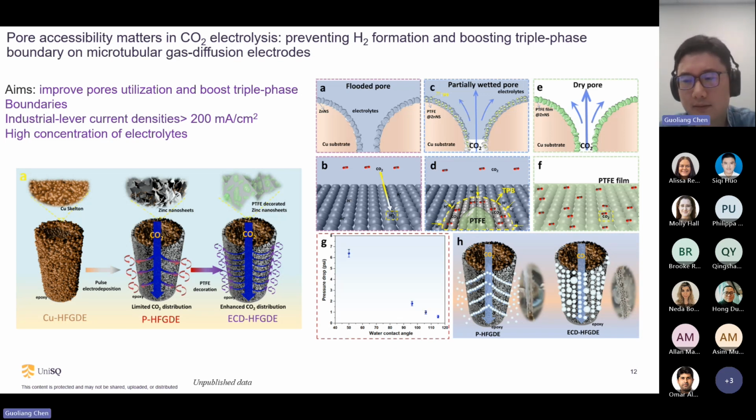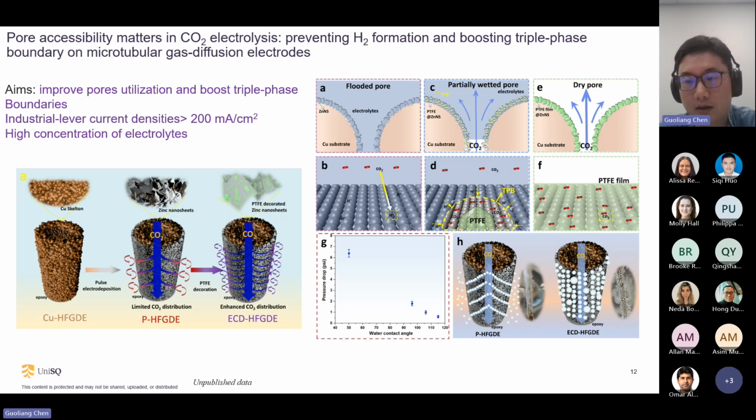Also, there is some situation here because our hollow fiber electrodes possess very high porosity. When you put it in the electrolyte, if you don't put gas in, the whole hollow fiber will be wetted. So there will be some flooded pores where the electrolyte fully wets the pores, and no gas penetrates in. It's like a battle between gas pressure and capillary pressure.